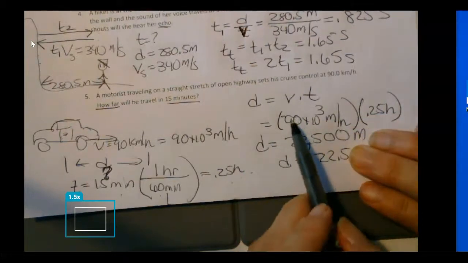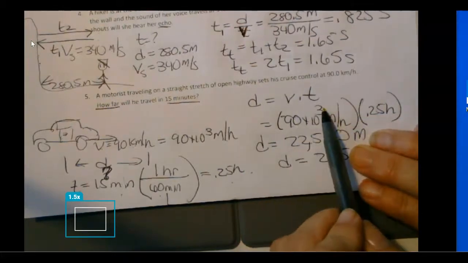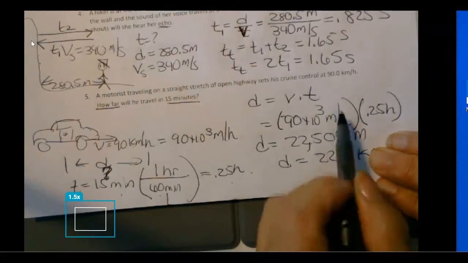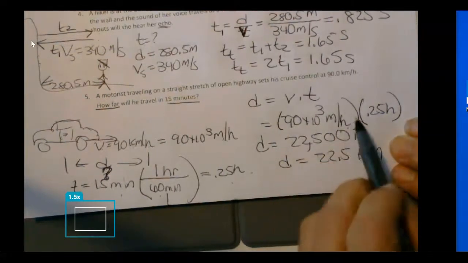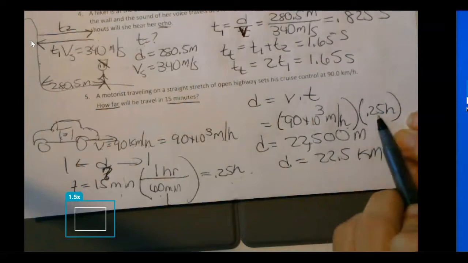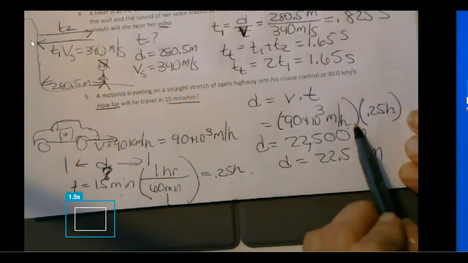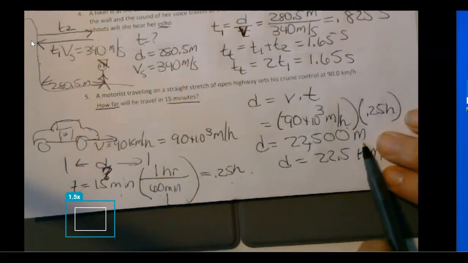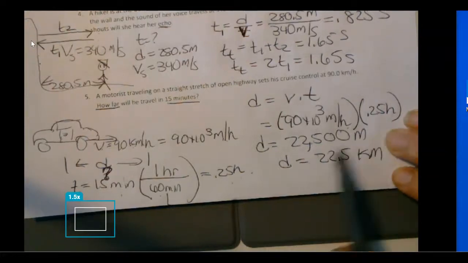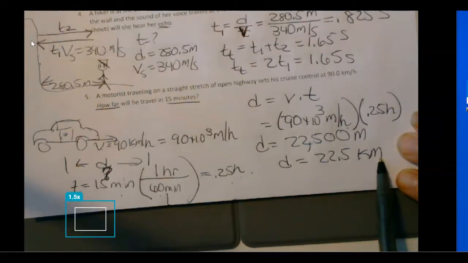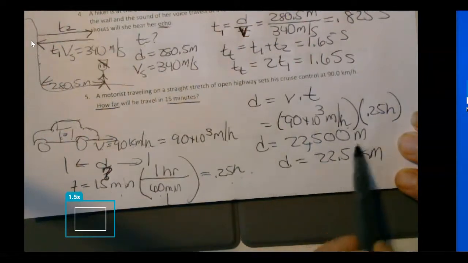So my 90 times 10 to the 3, that's for the kilometers. Now it's in meters per hour. And then I'm going to multiply it by 0.25. So now my hours cancel, and the answer is 22,500 meters. And then I wrote it as 22.5 kilometers, just because I wanted to, but meters would be fine as an answer. So there you have it.